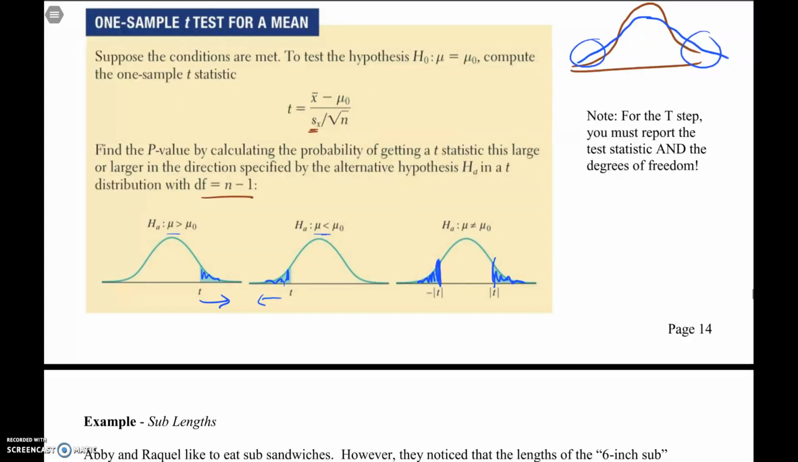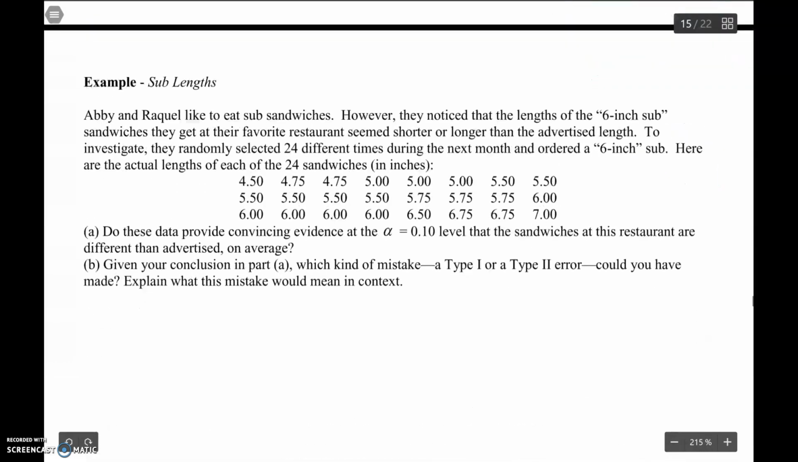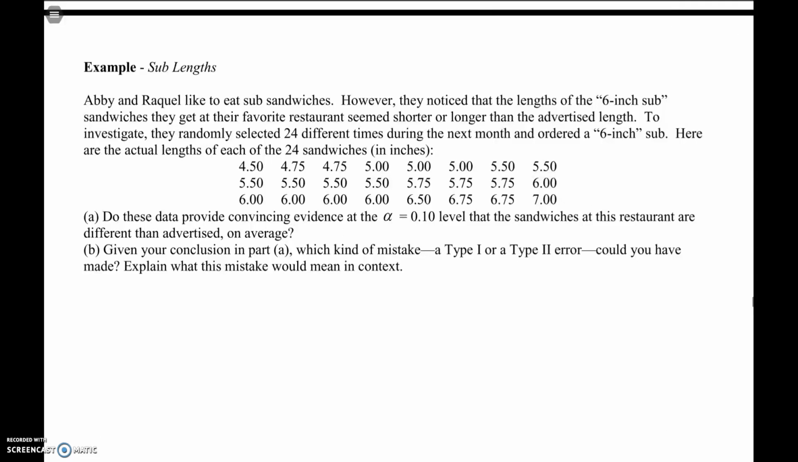Okay? For the T-step, make sure you report the test statistic, and also, you don't have to do it for the T-step, but you have to have the degrees of freedom somewhere on your paper. All right, so let's just get right into an example. I'm going to load this into the calculator real quick.